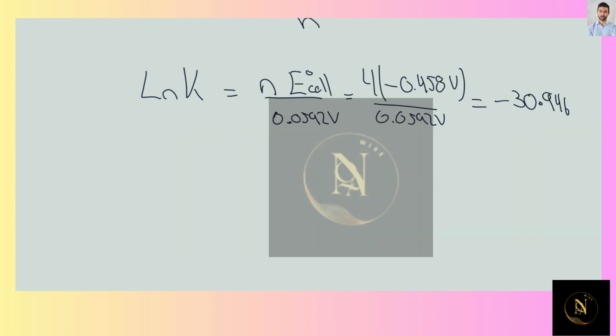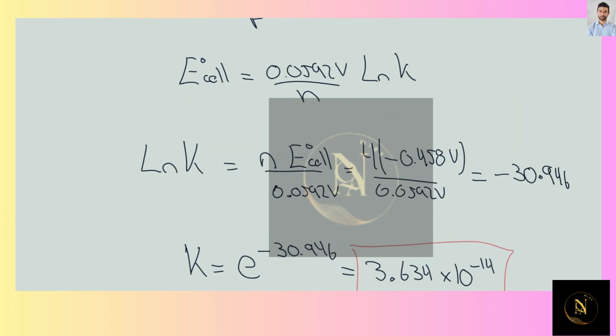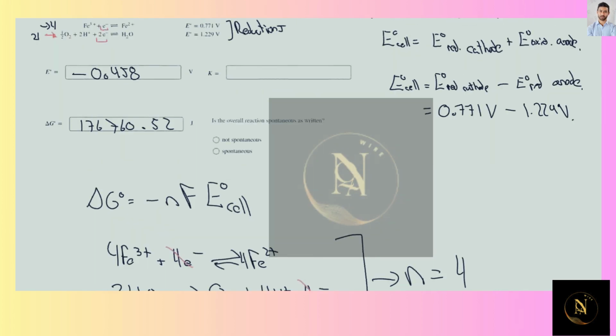That means that K would be equal to the exponential of minus 30.946, which is 3.634 times 10 to the minus 14.